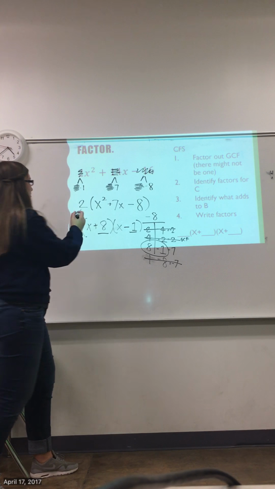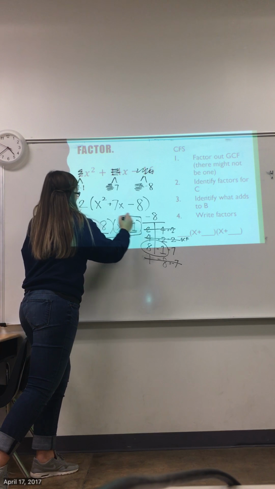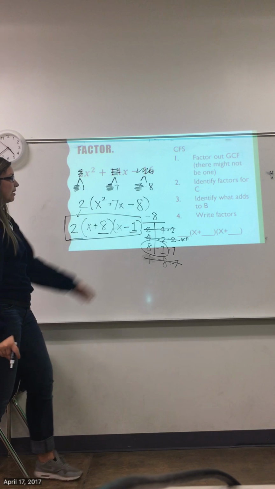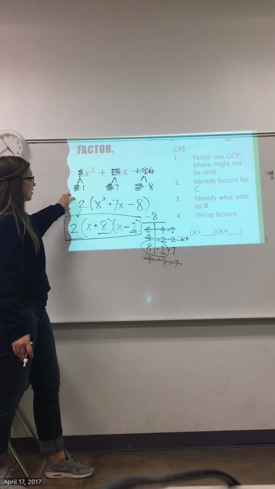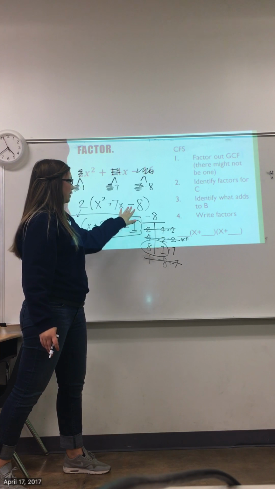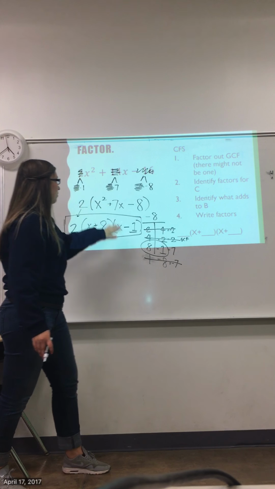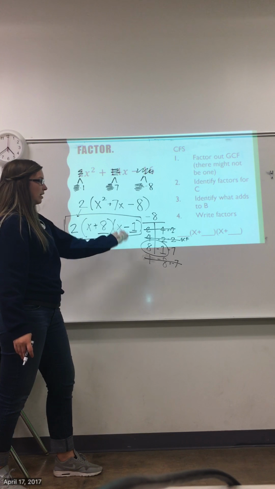So we have finished factoring with a greatest common factor. By first factoring out our greatest common factor, then identifying what multiplies to negative 8, and last, what adds to positive 7, before I just plug in my different parts.